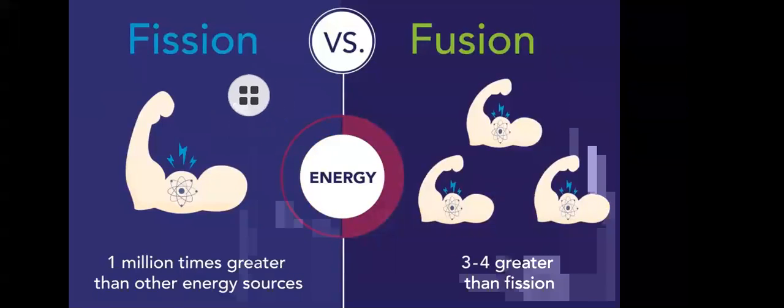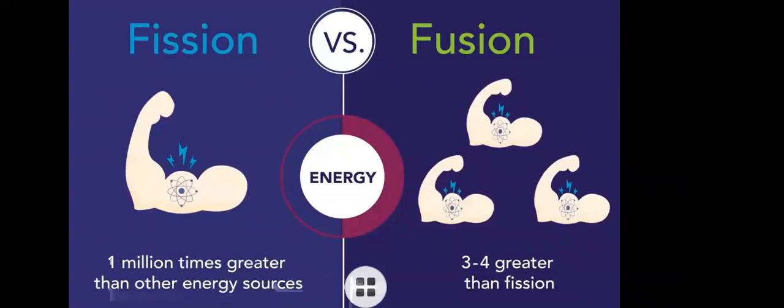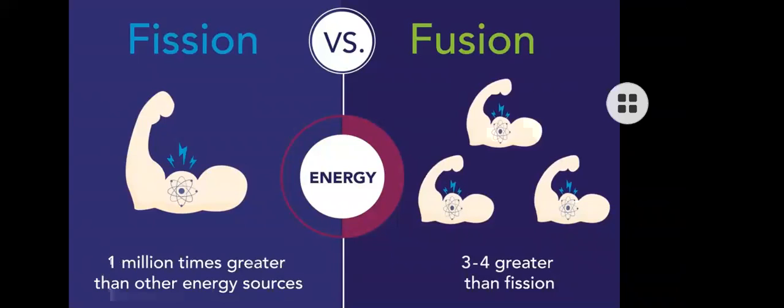As far as energy release is concerned, in the case of fission, it is 1 million times greater than other energy sources. And in the case of fusion, you can see it is 3 to 4 times greater than fission. It means fusion can produce many more times the energy of fission. So remember this.